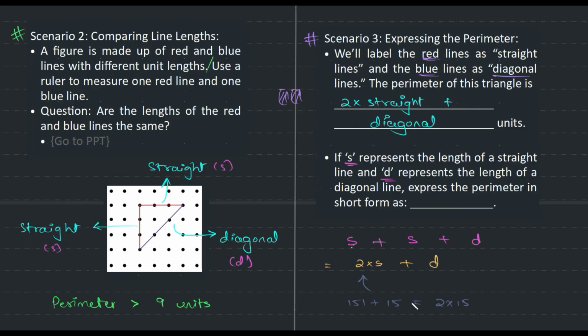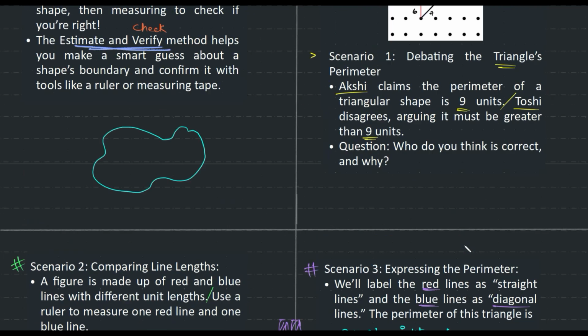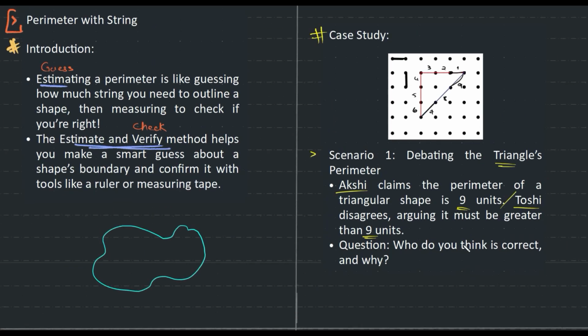What if it's 151 plus 151? Can I term it as 2 times of 151? Similarly, when I have S plus S, I can rewrite it as 2 times of S. That's it. And D. So that is your answer basically. Let me write it over here. 2S plus D. This is for your understanding. I think that's it. Okay, a simple topic, commonsensical one.